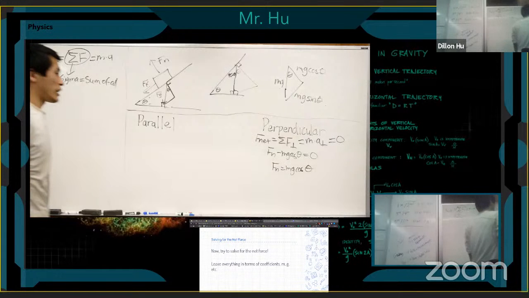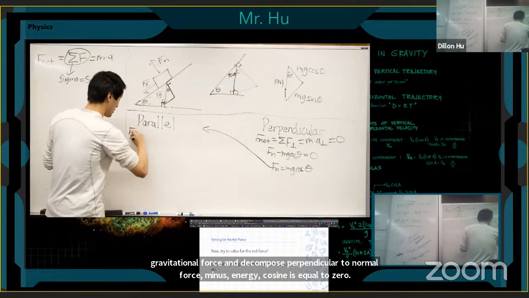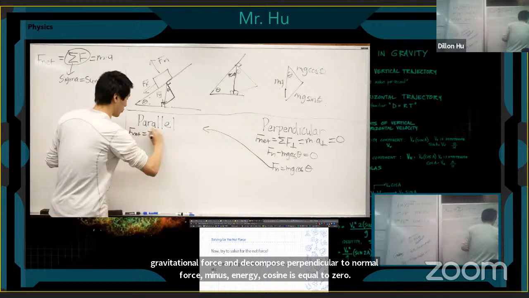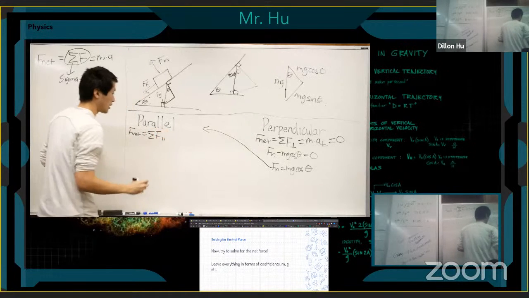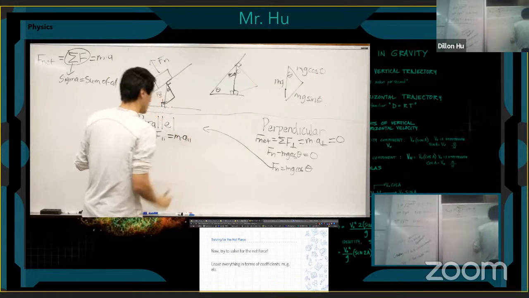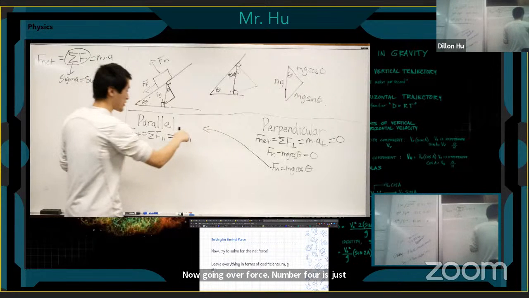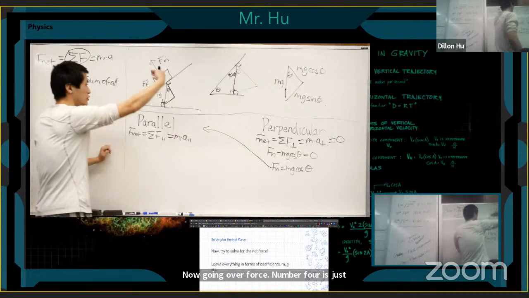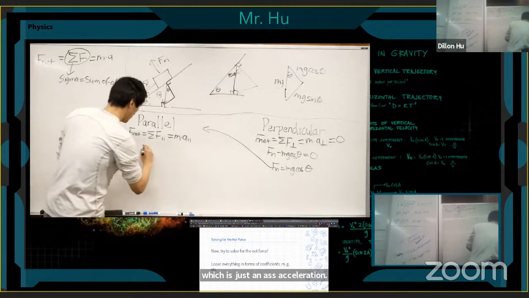So now we can use this to figure out the net force in the parallel direction. The net force in the parallel direction is the sum of all forces in the parallel direction, which is just the mass times acceleration. This time, this is not 0. The acceleration is not 0 because we do know that there is a net force on the truck because the truck is indeed slowing down.